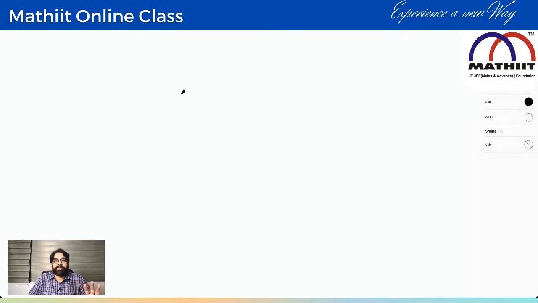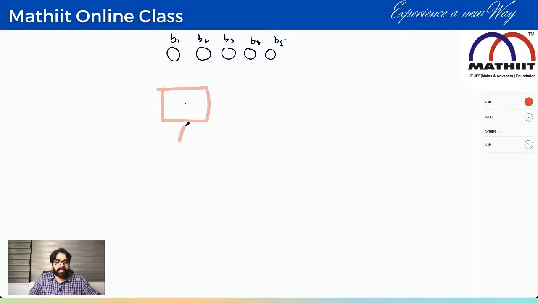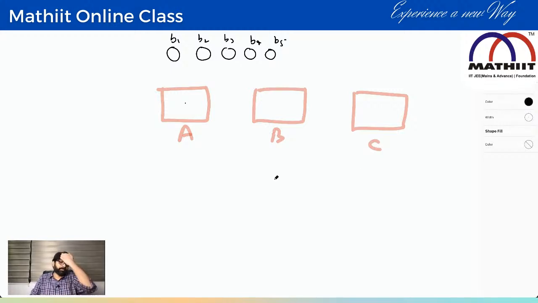The question is: 5 different balls are there and there are 3 different boxes. Let's say the balls are B1, B2, B3, B4, B5, just giving them names. Let's call the boxes box A, box B, and box C. We have to place the balls in such a way that no box is empty.